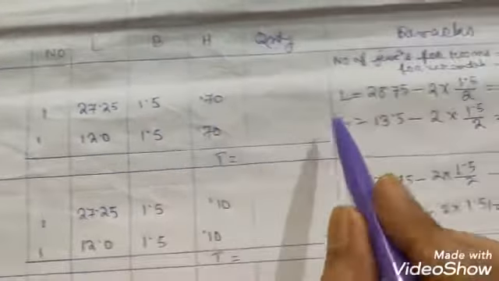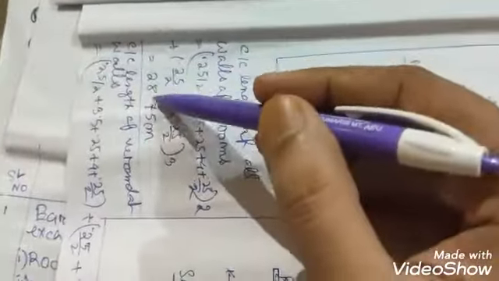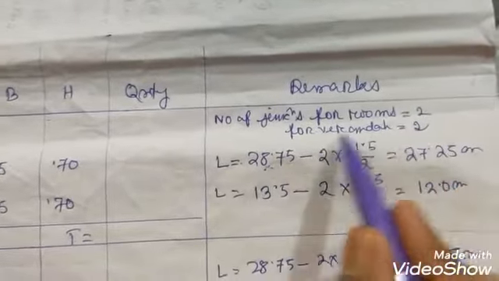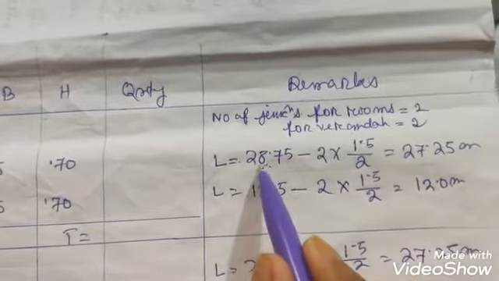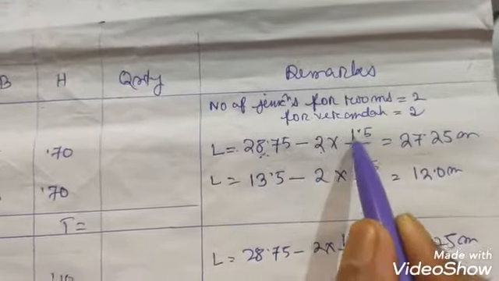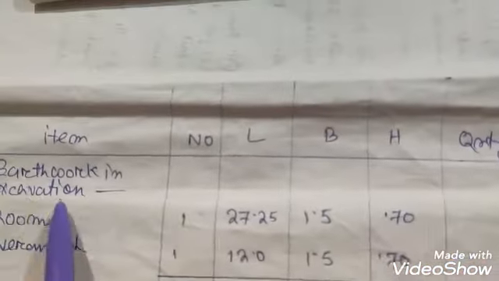For the rooms, what is the center to center length? It is 28.75. So 28.75 minus number of junctions for the rooms is 2, number of verandas is also 2. So center to center length minus number of junctions into breadth by 2. So what is the breadth of earthwork in excavation?